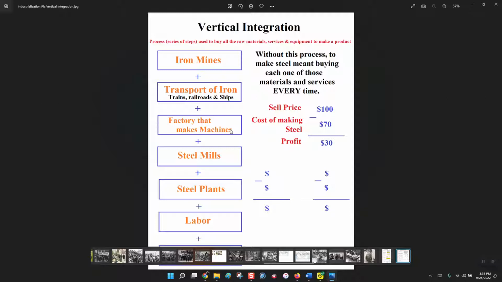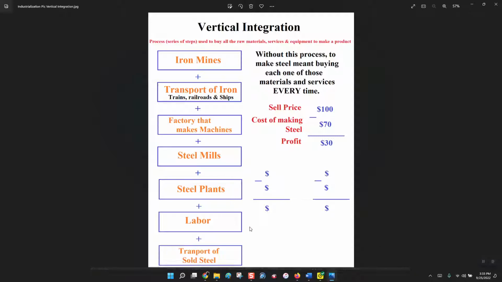Then the factory that makes the machines, you're going to have to buy machines, so you're going to spend money there. Steel mills is where they process the iron to be ready to make into steel, so you're going to pay them to do that. And then finally, it's going to come to your steel plant or your steel factory where you're going to make it. You've got to pay your employees, and then of course after you sell it, you've got to ship it to the person. So all of these are things that you end up paying to make steel.